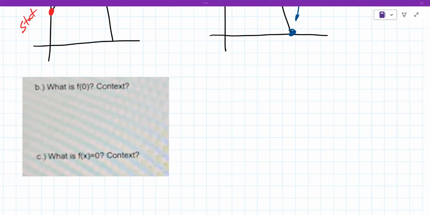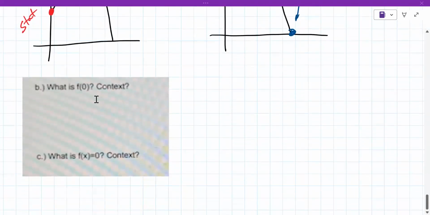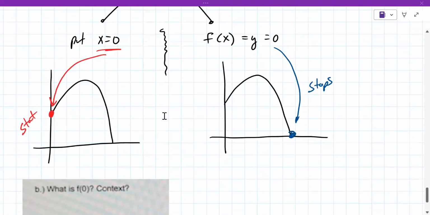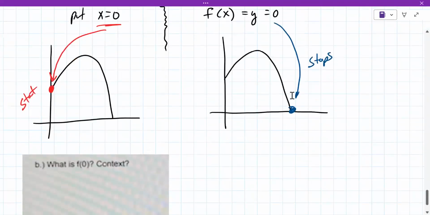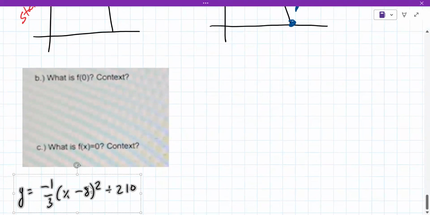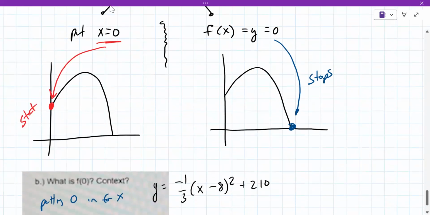So I'm waiting for you, Mateo. I'm looking for some words, basically just to echo what I said. See if it's clear. I have -1/3 parentheses 0 minus 8 squared equals minus 210. Okay. Let's be clear here. You're telling me, and this is what I was trying to get you to say, is for the first one, you're putting 0 in for x. And that's what you just said. Putting 0 in for x, and that's where it starts.